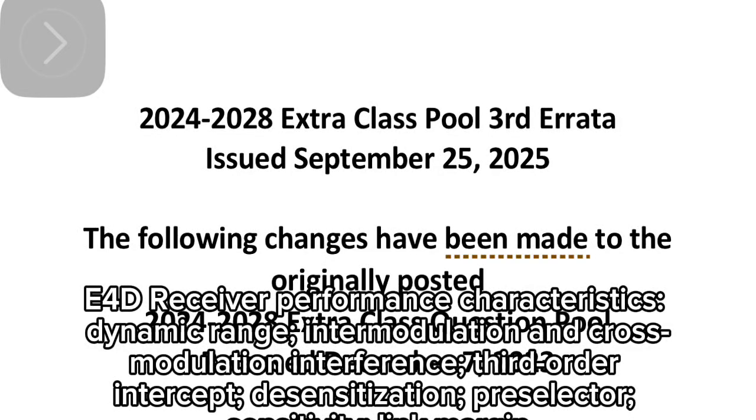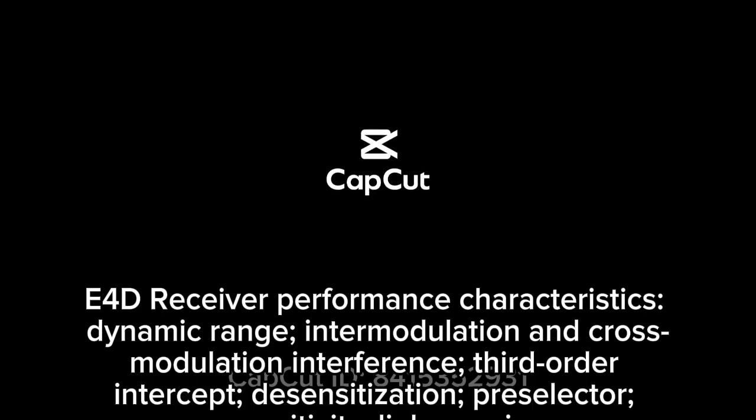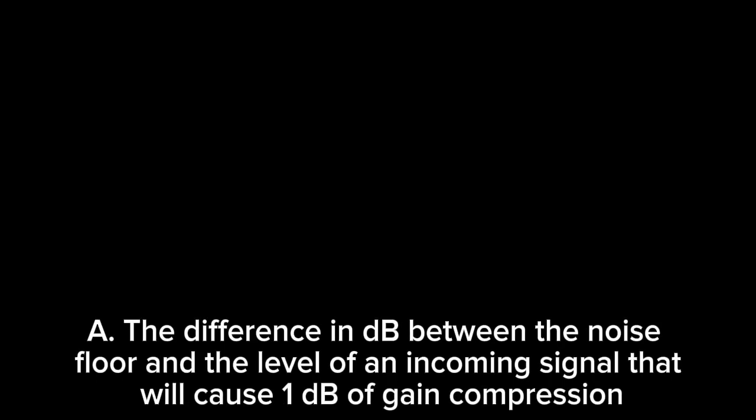E4D receiver performance characteristics: dynamic range, intermodulation and cross-modulation interference, third-order intercept, desensitization, preselector, sensitivity, link margin. E4D. What is meant by the blocking dynamic range of a receiver? A. The difference in dB between the noise floor and the level of an incoming signal that will cause 1 decibel of gain compression.